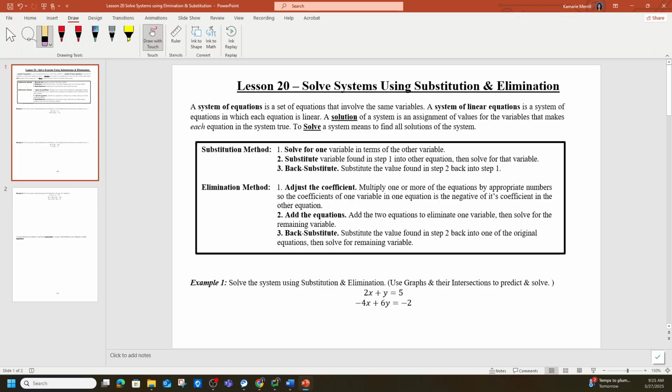A system of linear equations is a system of equations in which each equation is linear, and a solution to a system is an assignment of values for the variables that makes the system true, meaning you plug it in. We all know what solutions are. It has to be true for each equation. So you take your solution and plug it in, and 2 should equal 2, 5 should equal 5. It should work out on both, okay? So that's what a solution to a system is.